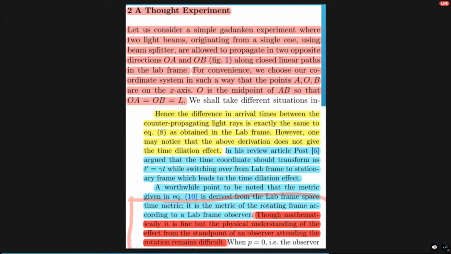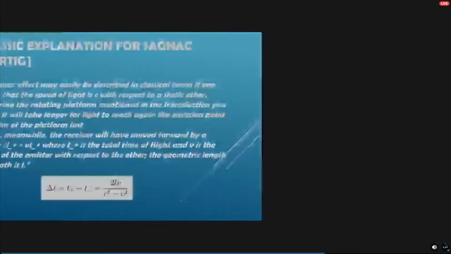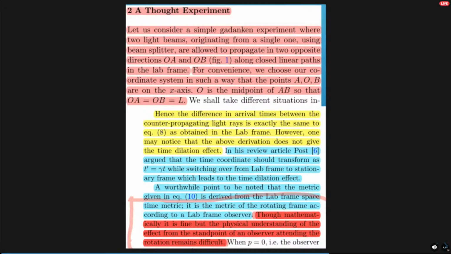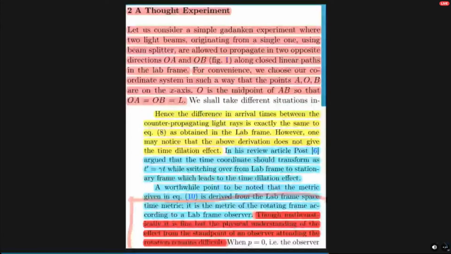So he goes on to say, though mathematically it is fine, the physical understanding of the effect from the standpoint of the observer attending the rotation remains difficult. Yeah. So mathematically, they can thought-experiment that where they're watching the rotation, but they can't explain the fringe pattern. They didn't acknowledge that too hard in the Tartaglia one, they kind of beat around the bush about it. But in this one, they're saying explaining that component of it is extremely difficult. And by difficult, he means impossible, because this paper was in 2022 and there's still no answer for it.